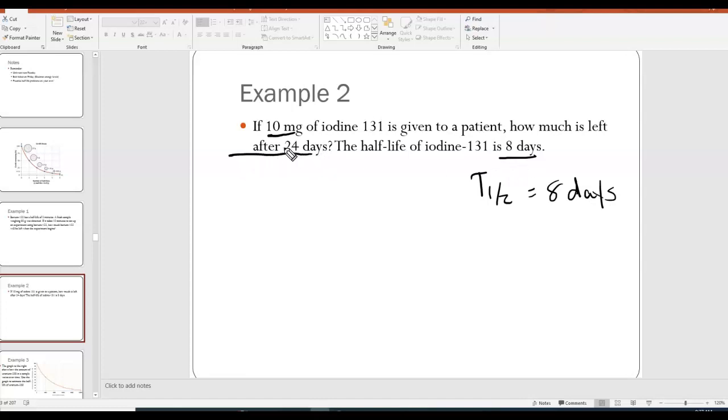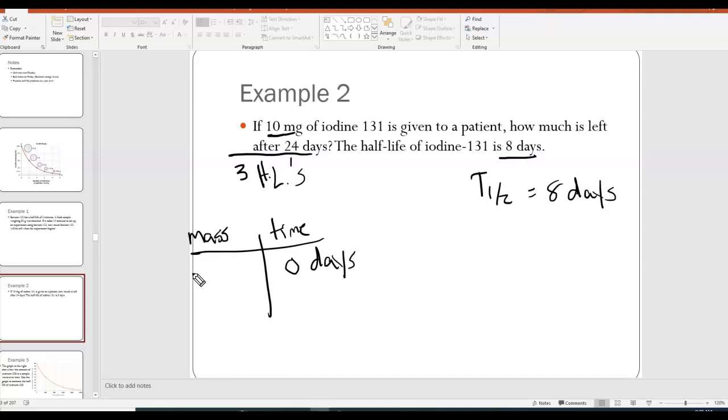Okay, now 8 goes into 24 3 times, so this is after 3 half-lives have passed. Okay, so I can make out my chart. And I will say, by the way, one of the most common ways that people will mess up this chart is that they will not start at 0. Some people might start this chart at 8 days. It should start at 0 days. After 0 days have passed, that means after no time has passed, you have 10 milligrams. You don't need to convert this, by the way. Your answer can also be in milligrams.